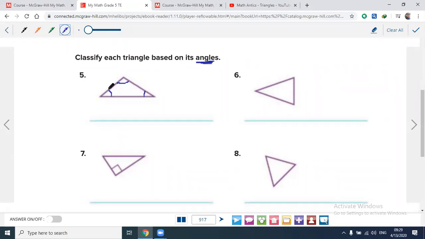According to the angles, I have here number 5: this acute angle, a small corner, and it's also acute, and this wide angle is obtuse. So this one will be obtuse. Number 5 will be obtuse. All right, obtuse.